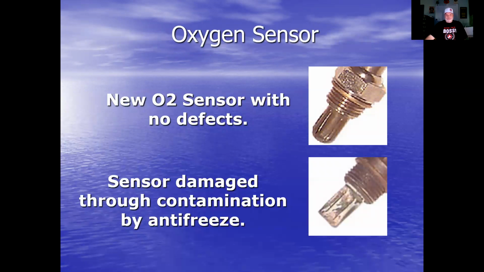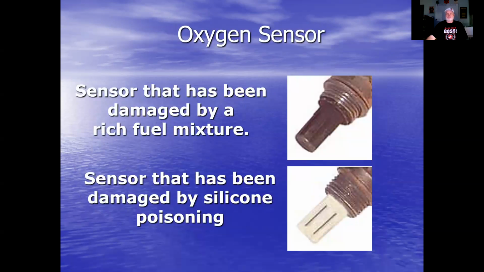So when we look at O2 sensors, a new O2 with no defects is what you'll see here on the first one. Second one, here's one damaged by antifreeze. Antifreeze will take an O2 out. You have a head gasket issue, you've got to replace the O2 sensors because they're bad. Again, I like to hook up a lab scope to make sure, but if they're not, then they are going to be on their way out because it is not good for the O2 sensor.